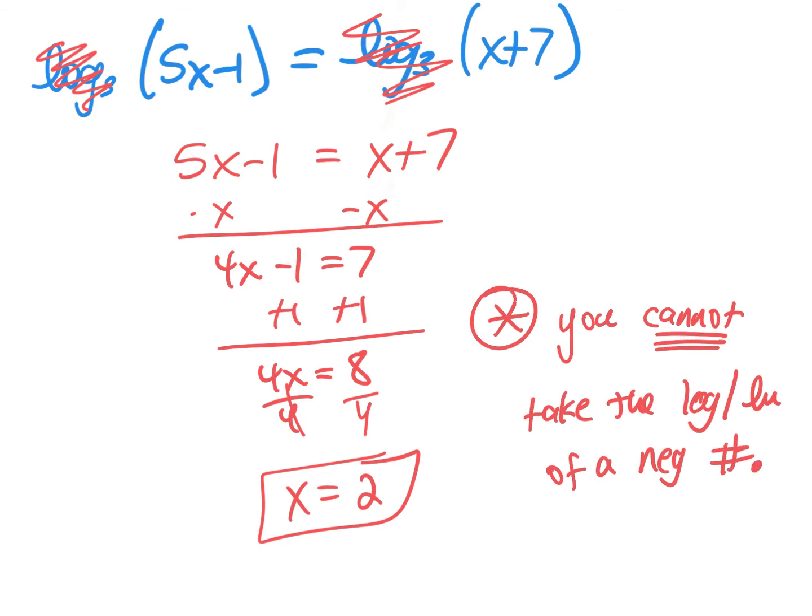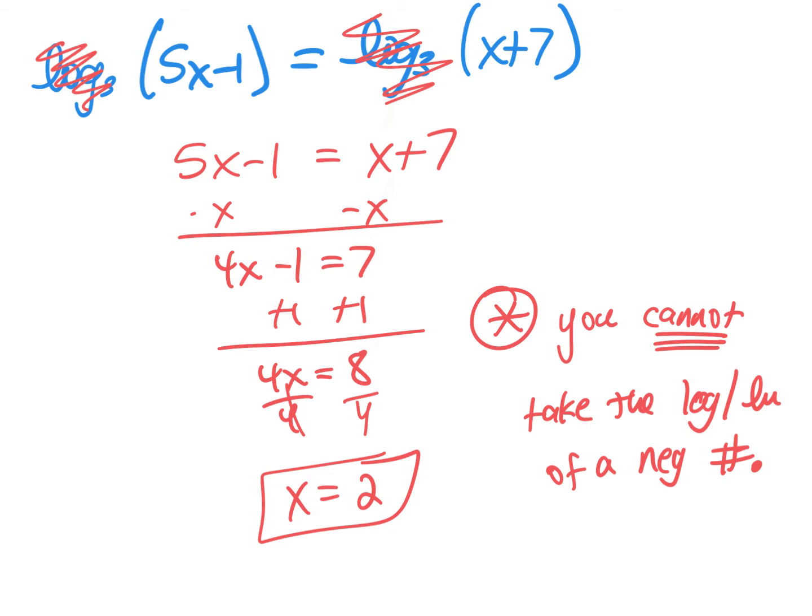Now, I don't mean that x equals -2. I mean that if you plug it back into your parenthesis, you get a negative number. In your calculators right now, hit log of -6. What does it say? Error. All right. Hit ln of -4. What does it say? Error. You cannot take the log of a negative number.